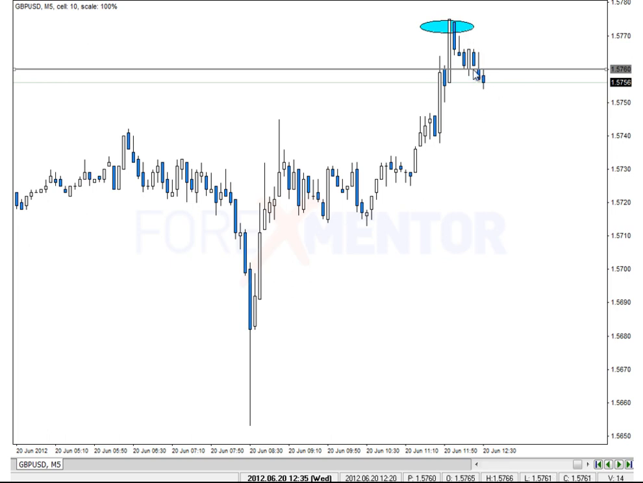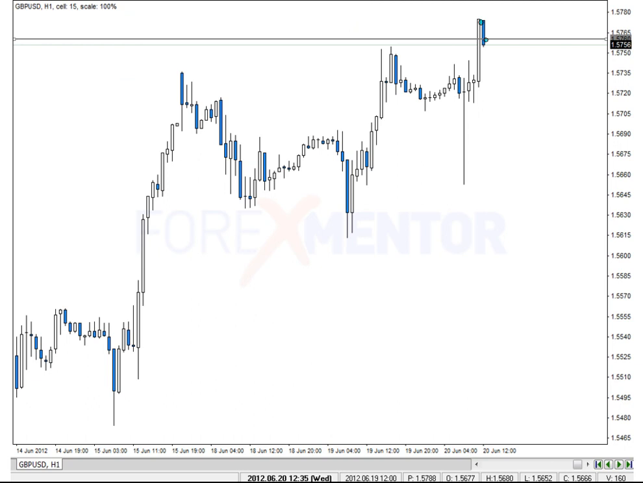Now what I'm looking for is commitment below this level, and I'm looking to sell on a limit order. If price does come back to retest, I want to enter short with a stop loss above the high. And in terms of targets, I want to look to the hourly chart for possible targets.